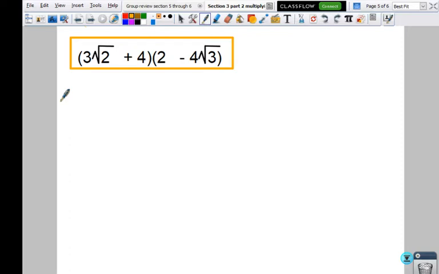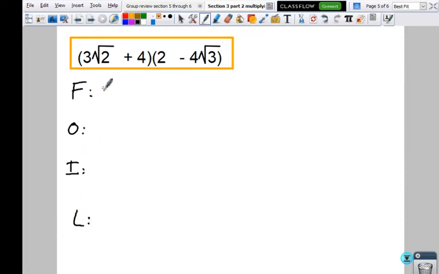Alright, so on your own, I want you to FOIL these two things together. So 3 square root 2 plus 4, and then 2 minus 4 square root 3. I don't know how to do it since the 2 doesn't have a square root. What do you mean? The 2.